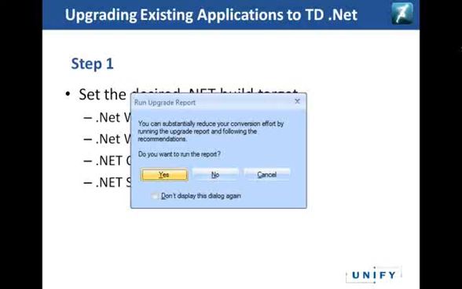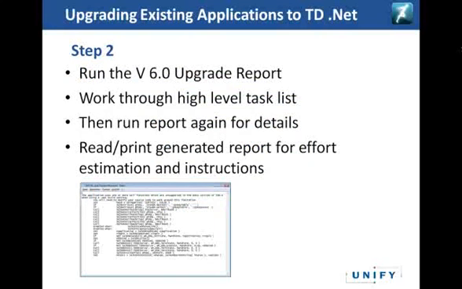an executable, but will create a report for you that lists the things that you need to fix before you can get to .NET. You can also say no and never show this dialog again. So step 2 is run the V6 upgrade report. Actually, the step is kind of 2 steps.